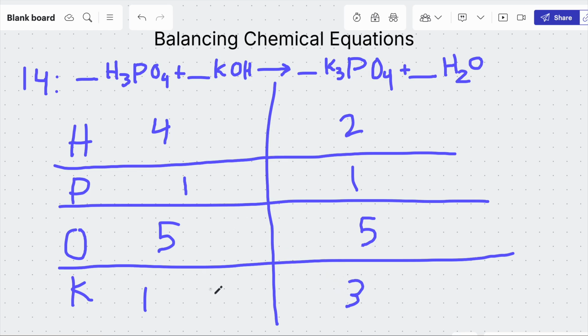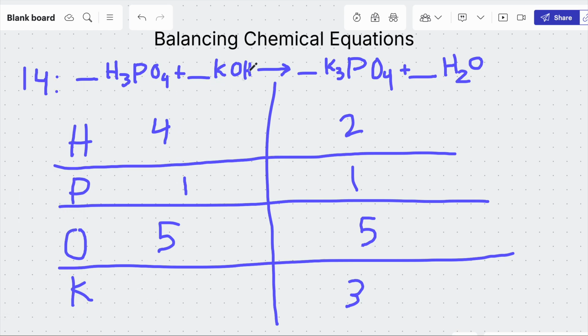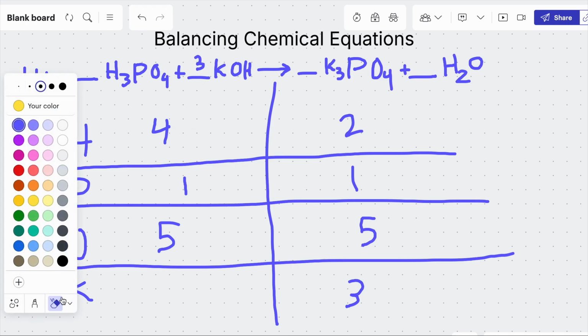So let's see. We can fix either H's or K's first. I'm gonna start with K's. If we go to this side, there's only one way to add K's. We can only add more KOH's. We need 3 total. There's 1 in every KOH. So we need to figure out what we need to multiply by 1 to get to 3. In this case, that'll be 3. Nice. So that's going to change our K's, our O's, and our H's over here.